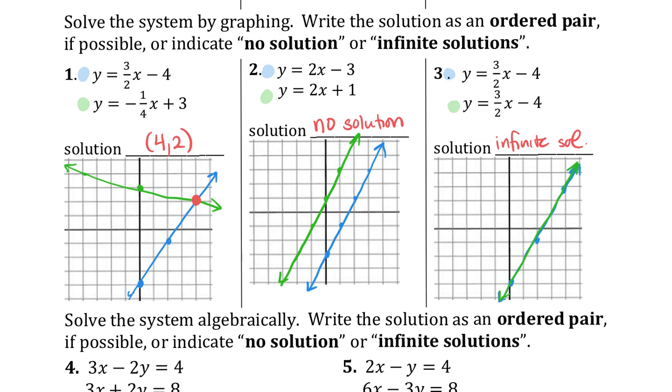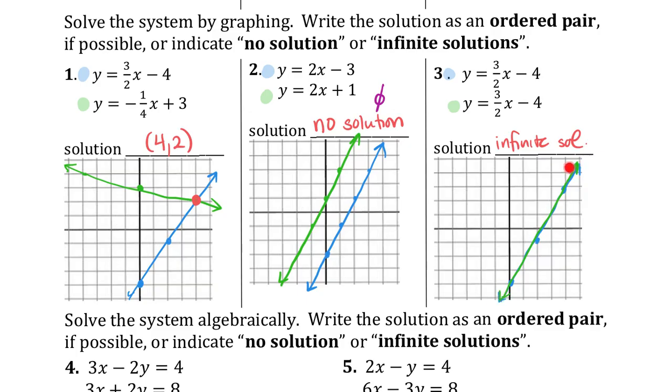For number 2, I graphed y equals 2x minus 3, y equals 2x plus 1. They do not intersect. They're perfectly parallel, and I could tell because the slopes are both 2. So there's no solution. There is an abbreviation for no solution, which is a 0 with a slash, and it means that the solution set is empty.